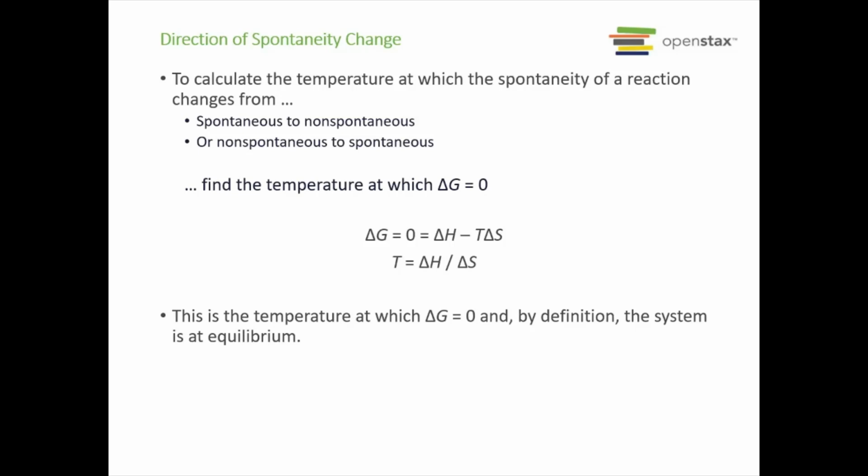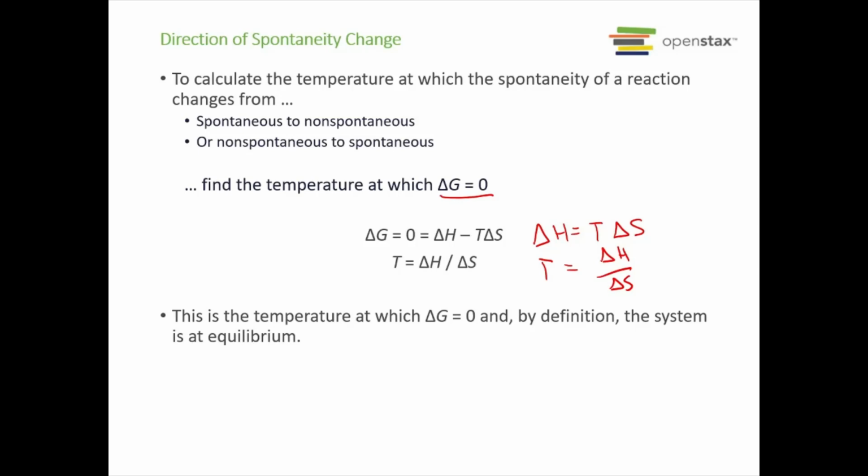So let's say we want to find the temperature at which spontaneity changes from spontaneous to non-spontaneous, or the opposite, non-spontaneous to spontaneous. We need to find the temperature where delta G equals 0. Because at that temperature, delta G equals 0, that gives us 0 equals delta H minus T delta S, so then it also turns into delta H equals T times delta S, and like we see there, T equals delta H divided by delta S.